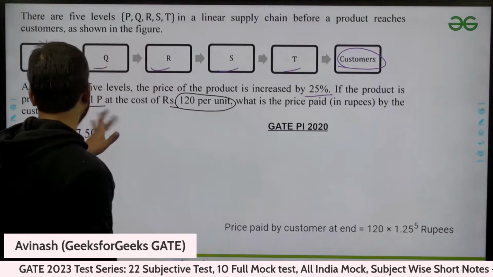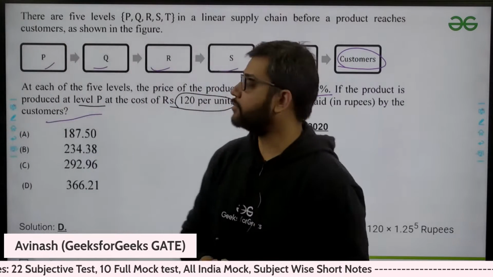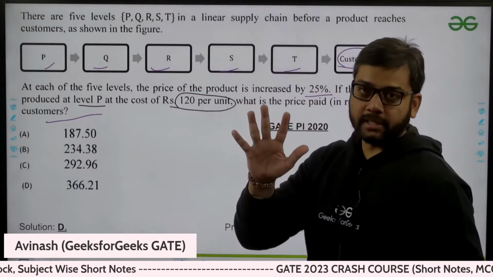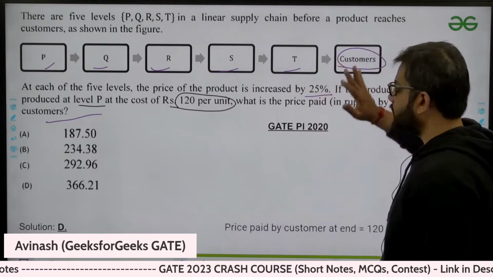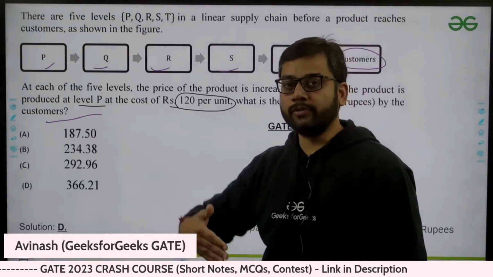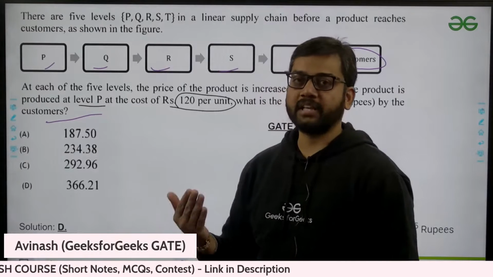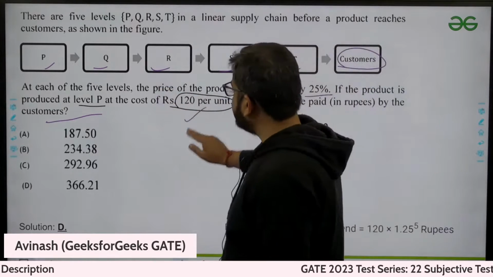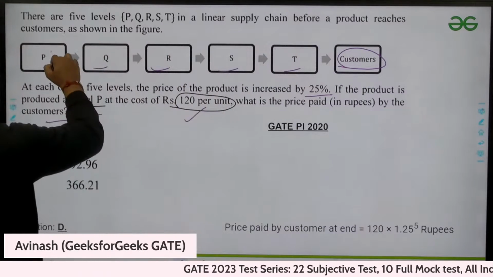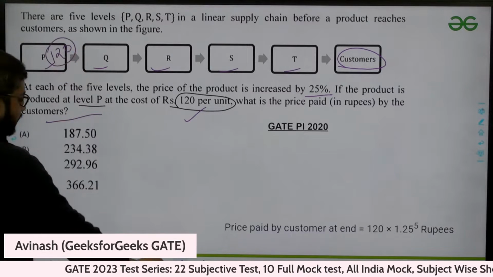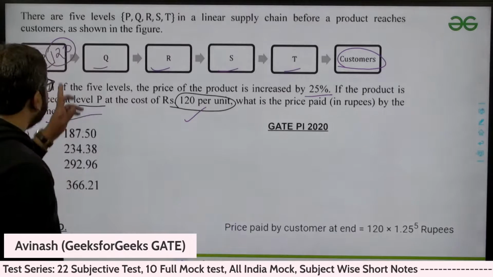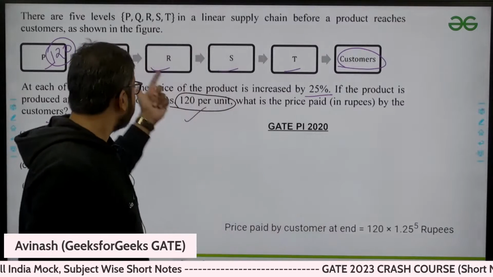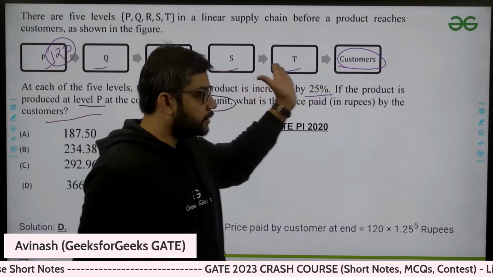Now I'm telling you what the question is saying: P, Q, R, S, T are 5 facilities, and after that the product reaches the customer. Once the product moves through another facility, its price is increased by 25%. In P, the price is given as 120. So here the price of the product is equal to 120. Once it moves to Q, it will be 120 plus 25% of 120. So every time 120 is common.